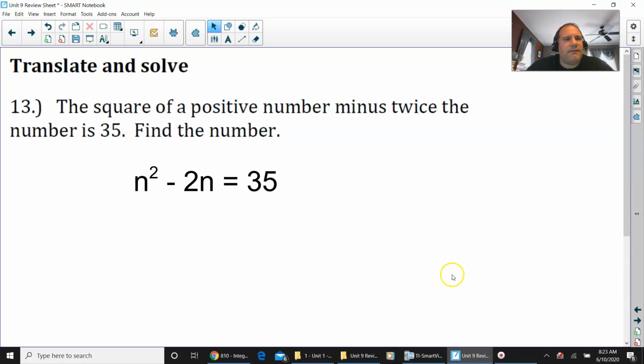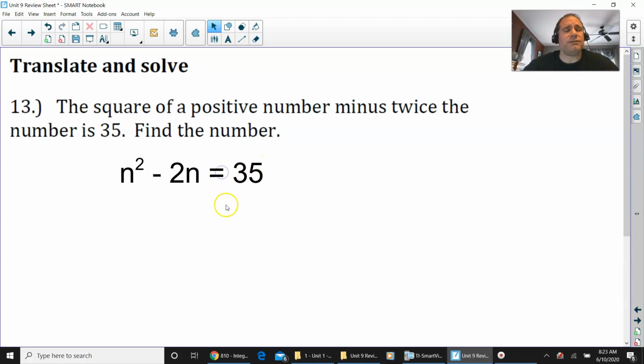Okay, so we have the square of a positive number. The square of a positive number, so I put n squared, minus twice the number, that same number, minus 2n, is 35. So this is why I wanted you to stop, translate first, and then see if it's correct. Press play, and then see if it's correct, and hopefully you did get that correct.